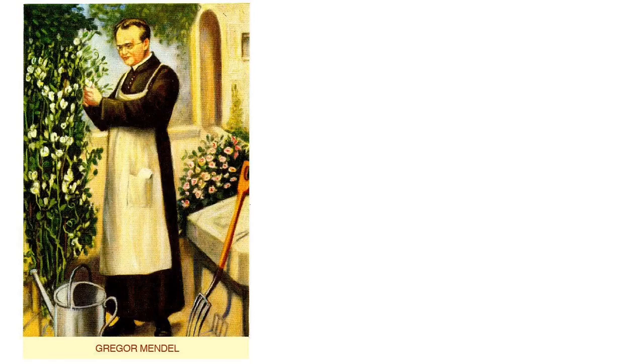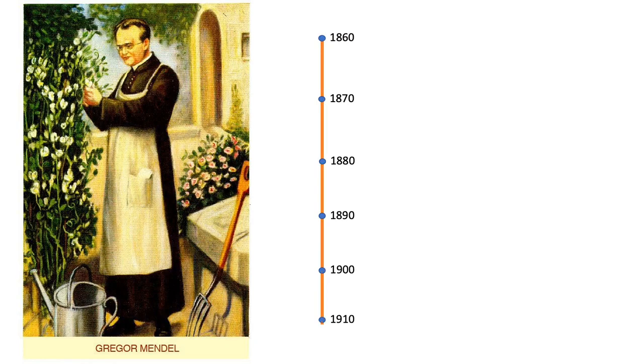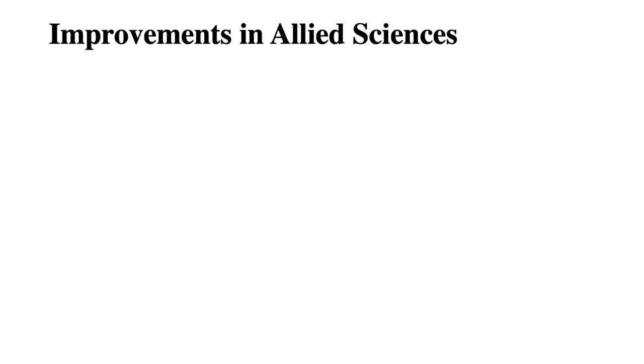After being almost rejected in the mid 1860s, Mendel's work remained unnoticed until the beginning of the 20th century. So, what exactly happened in the early 1900s? Who shed light on the remarkable contribution of Gregor Mendel? As there were improvements in the allied sciences, Mendel's work started gaining attention.